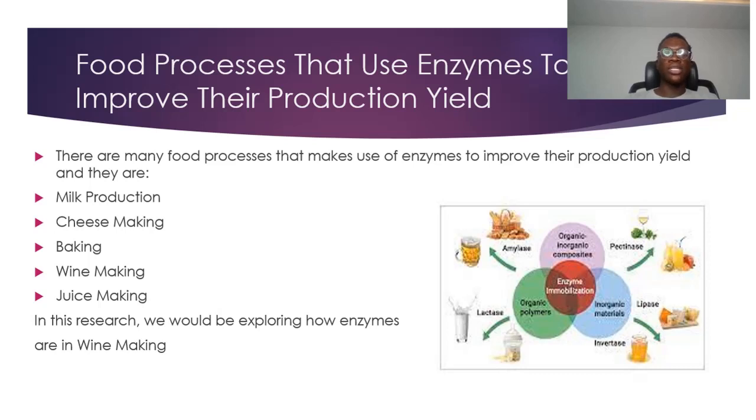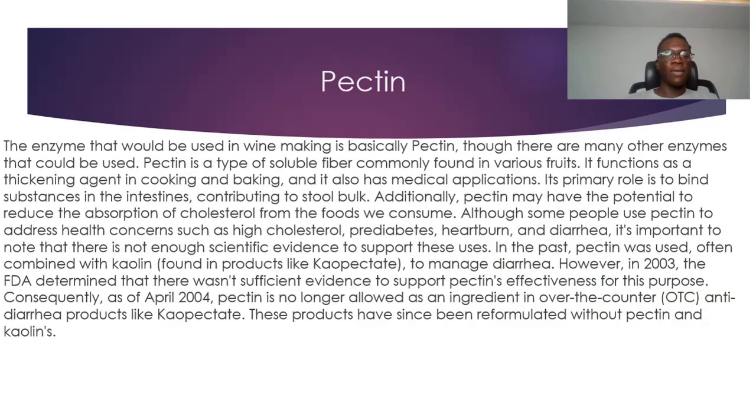There are many food processes that use enzymes to improve their production yield, and they are milk production, cheese production, baking, wine making, juice making. And in this research today, we'll be exploring how enzymes work in wine making and how they effectively increase the output of the wine that is being made.